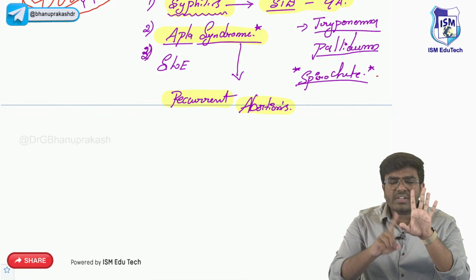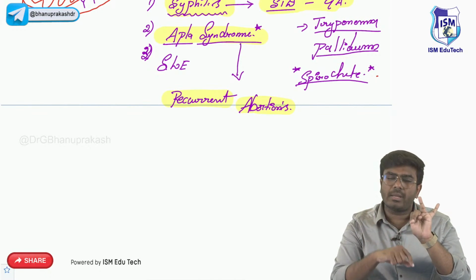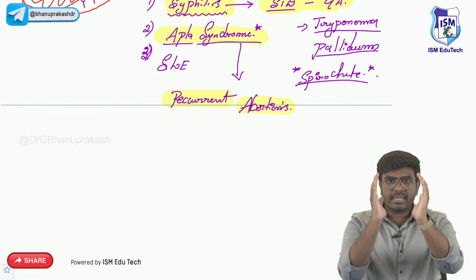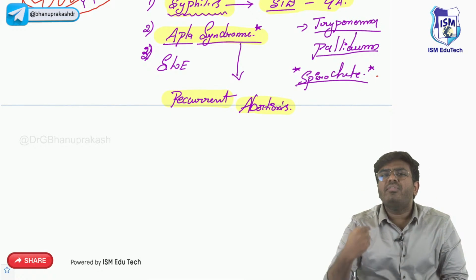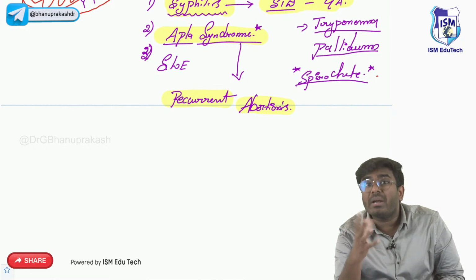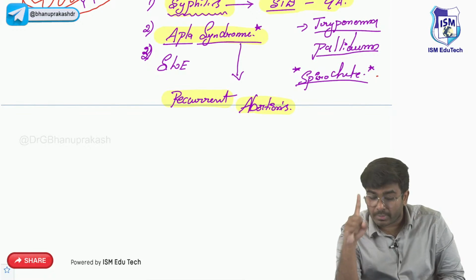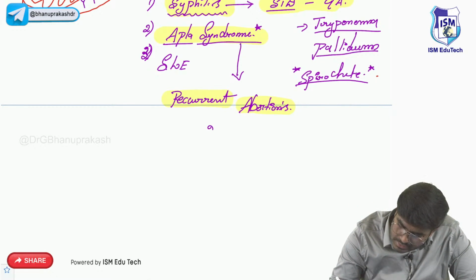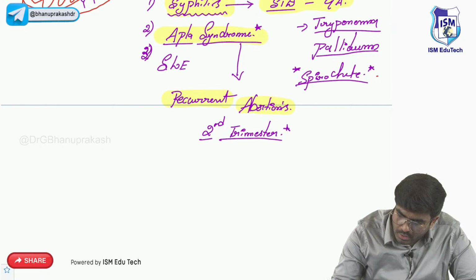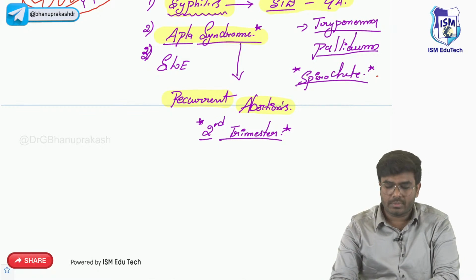So there is something called the first trimester, second trimester, and third trimester. The entire pregnancy is divided into these three. If I am having APLA syndrome, I will have recurrent abortion. But when? In the first, second, or third trimester? MCQ. In the second trimester. APLA syndrome causes recurrent abortions in the second trimester. That's also an important MCQ, which I want you to know.